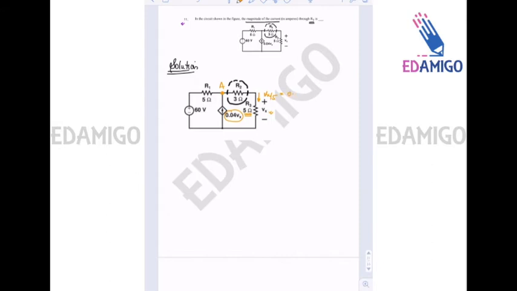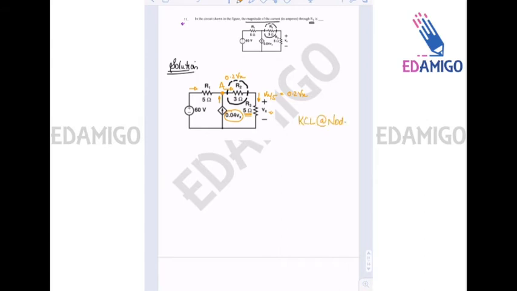0.2 Vx. Okay, so I can see that the incoming current in this node is 0.04 Vx. The outgoing current is 0.2 Vx. So easily I can find the current which is coming from the 60 volt battery by applying KCL at node A.